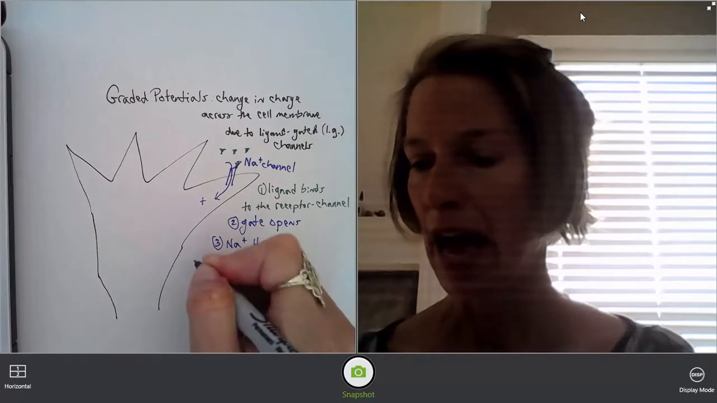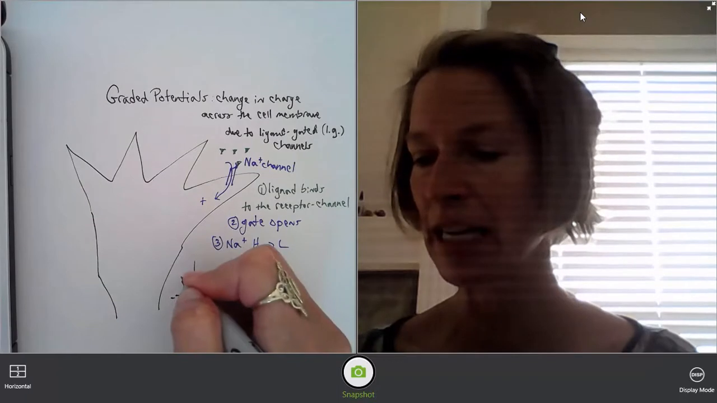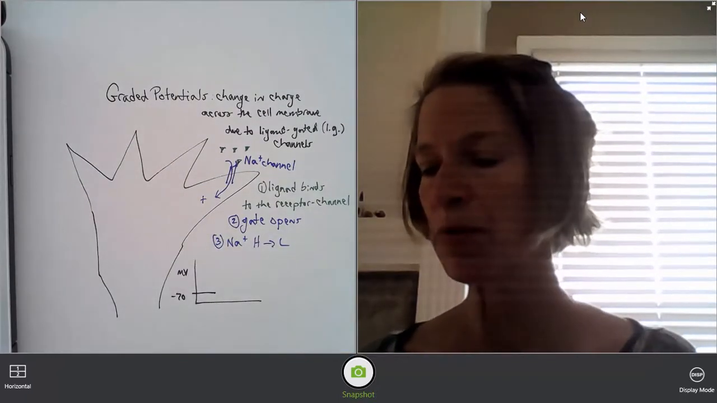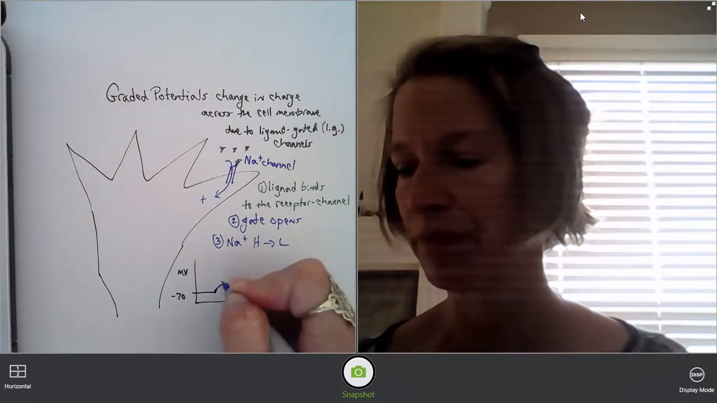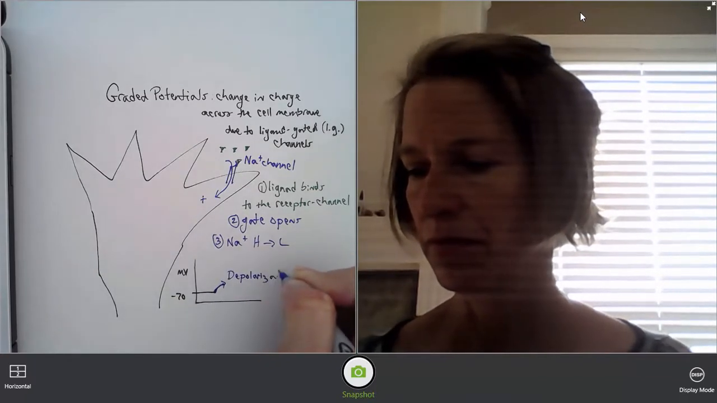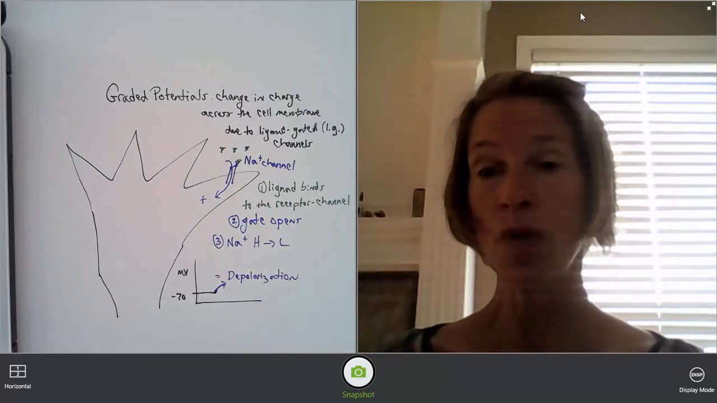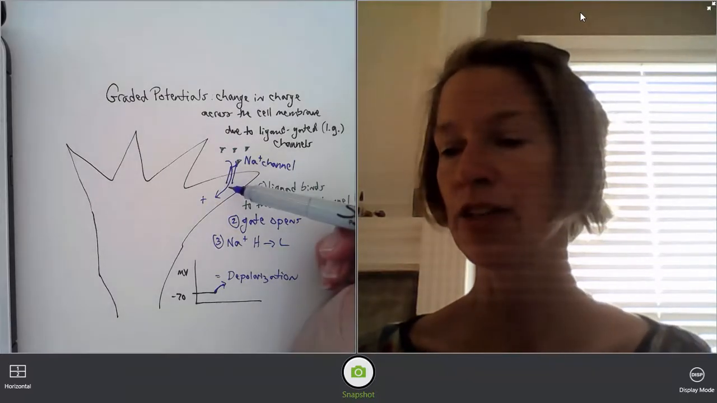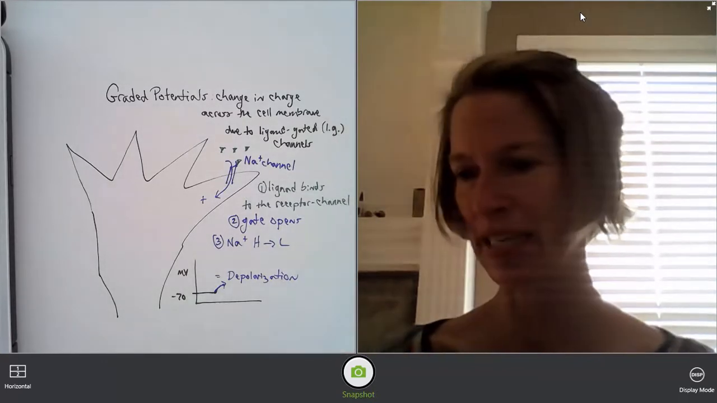Remember, at rest, the resting membrane potential is -70. When it becomes more positive, this is called depolarization. What we have done is caused the inside of the neuron to become depolarized. That is how we say that.